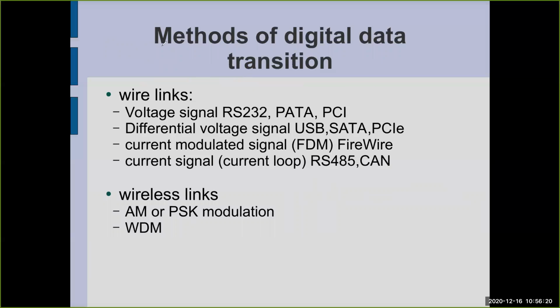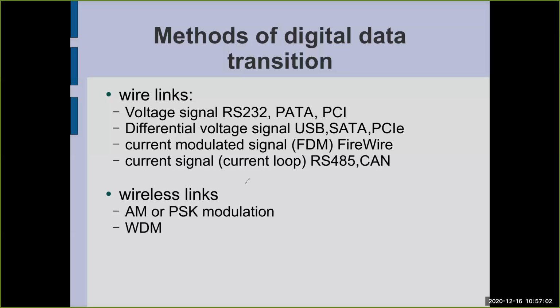In general, we can divide the digital data transmission methods into two groups: wire links and wireless links. Of course, we also have optic fibers, but let's focus on these two. If we have a wire link, we have several options to send a single channel bit. We can use voltage signaling, differential voltage signaling, current modulation, and current signaling.